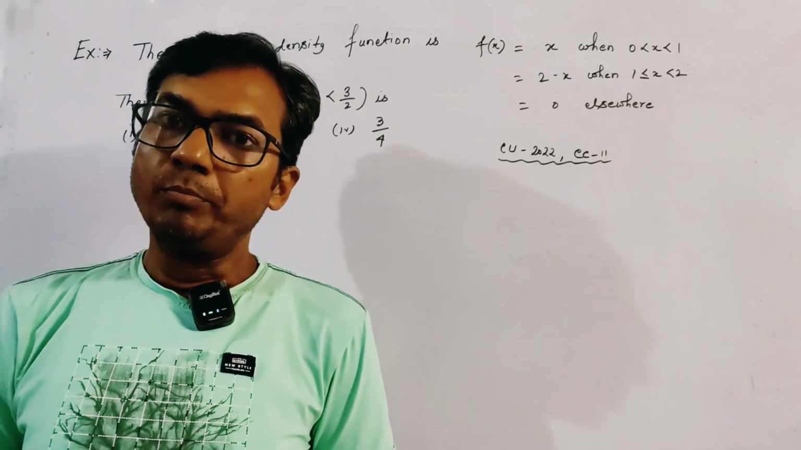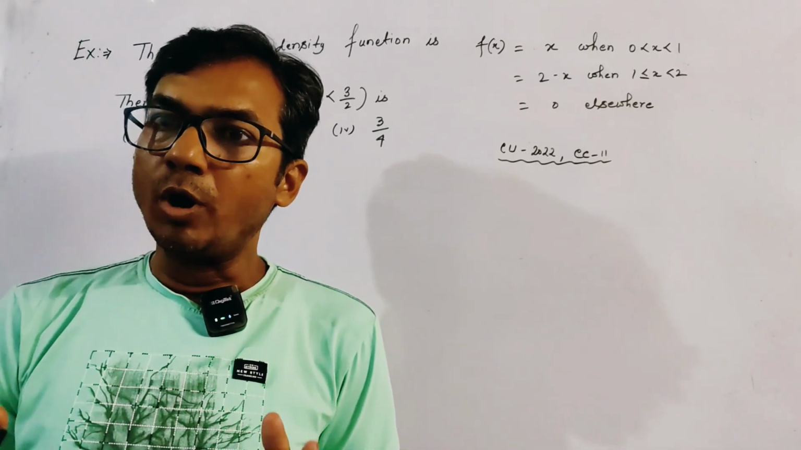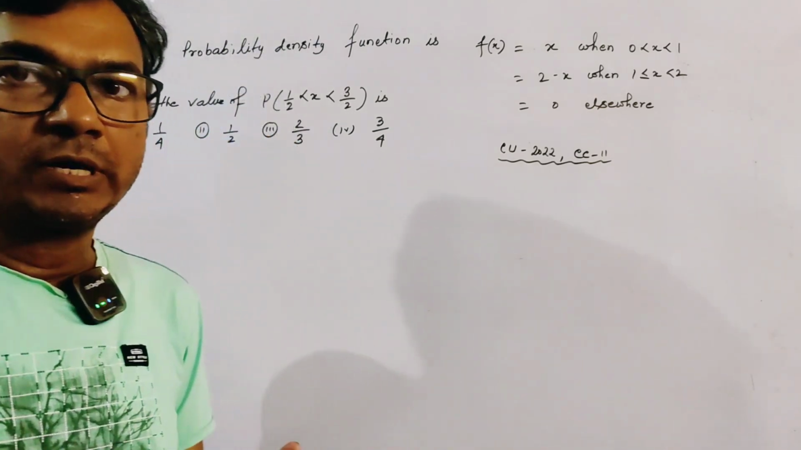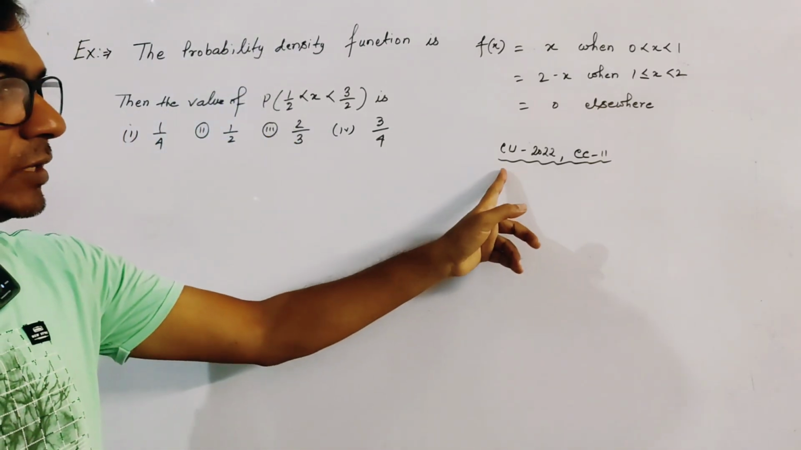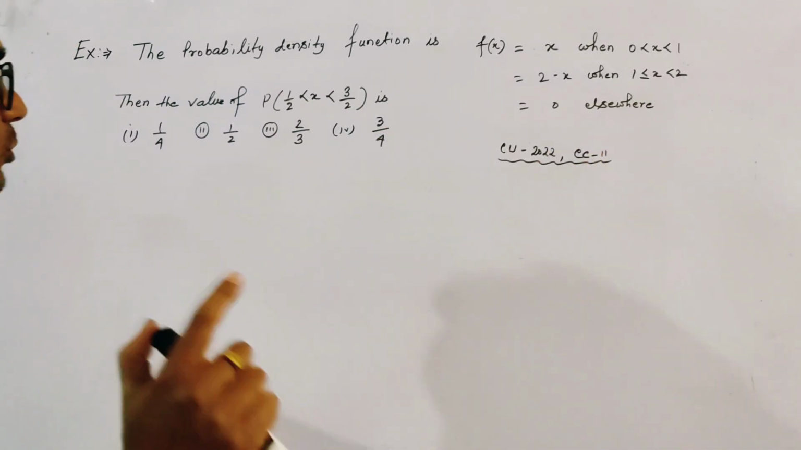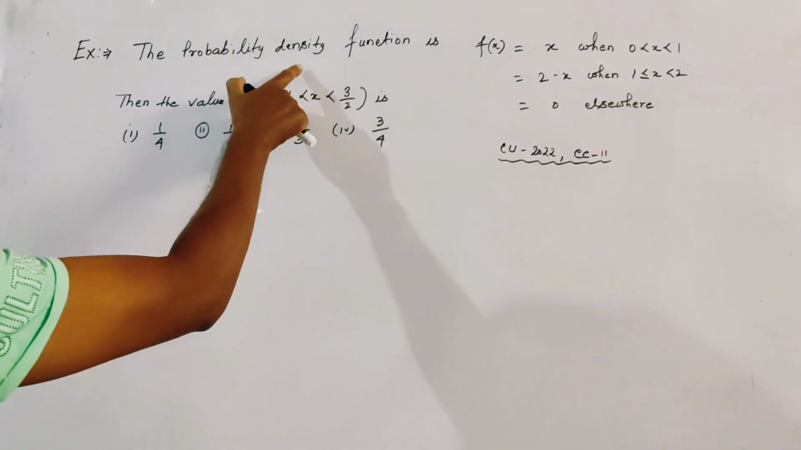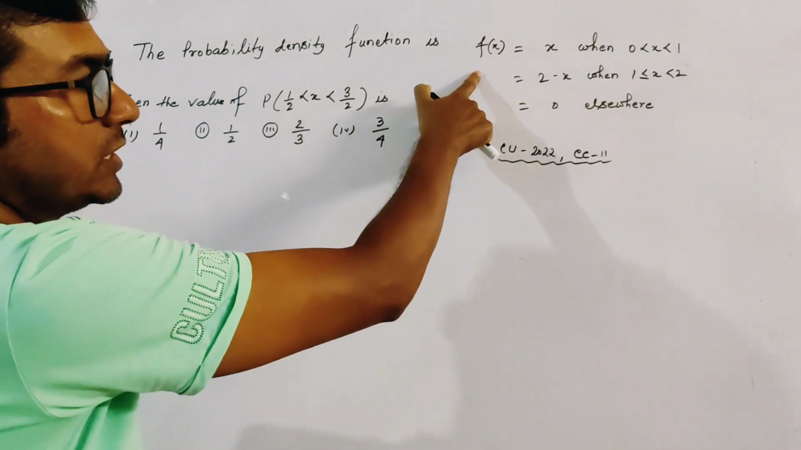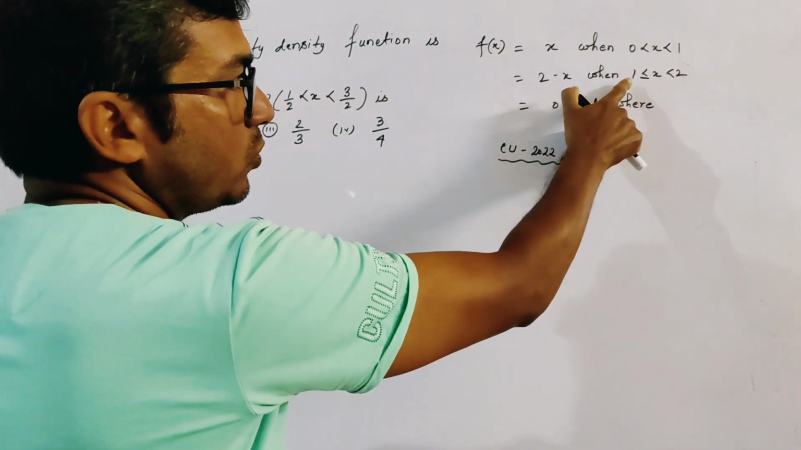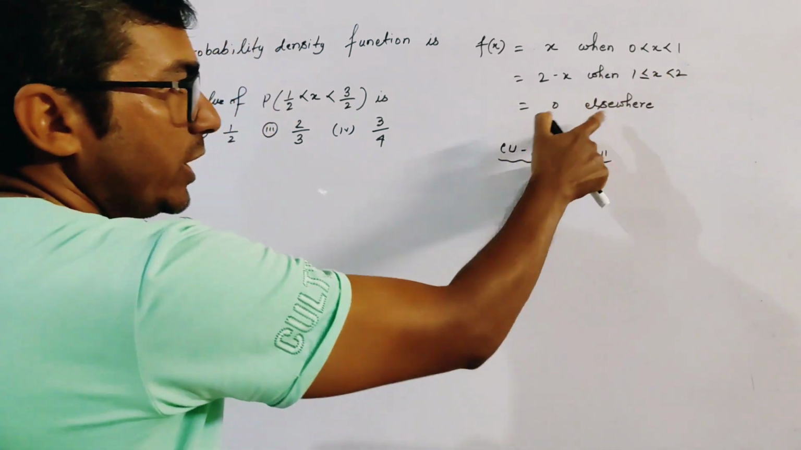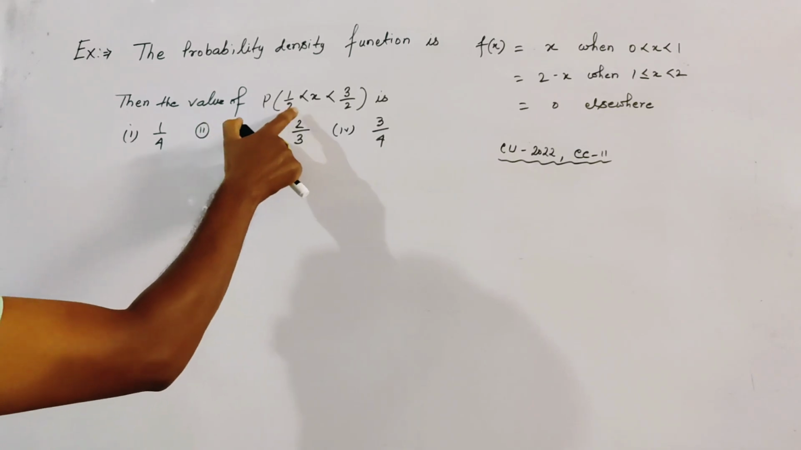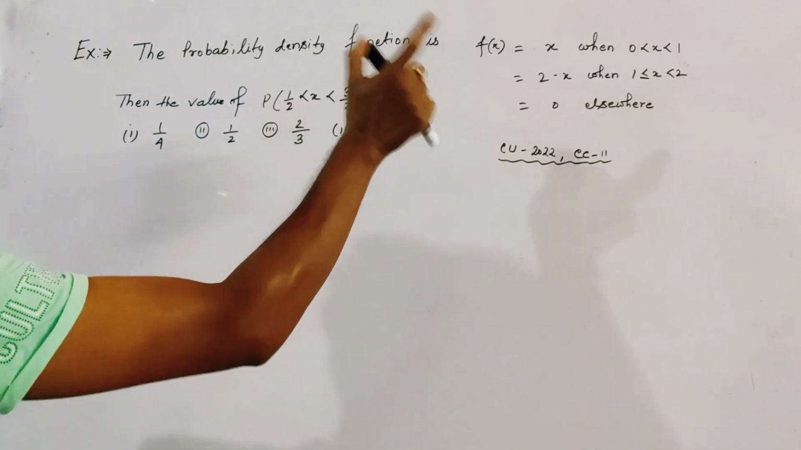This problem is from probability distribution of one variable, or one-dimensional probability distribution, and it is also from the Calcutta University paper 2022 CC11. The problem is: the probability density function f(x) is given by x when 0 < x < 1, 2 minus x when 1 ≤ x < 2, and 0 elsewhere. Then the value of the probability P of half < x < 3/2 is given by this.